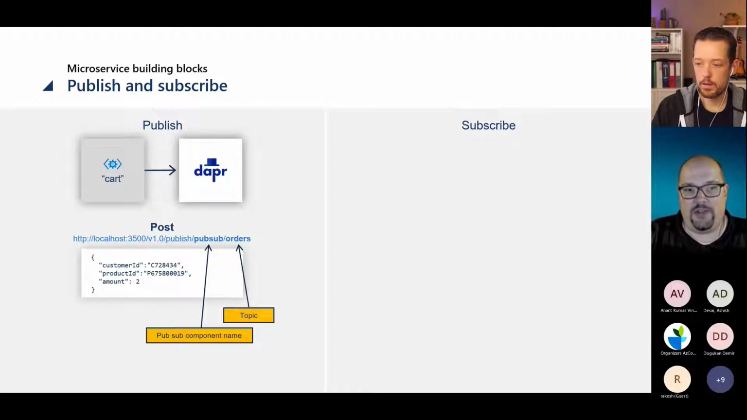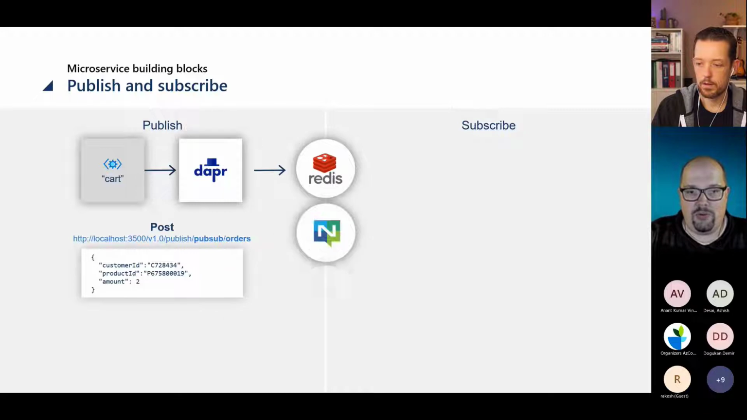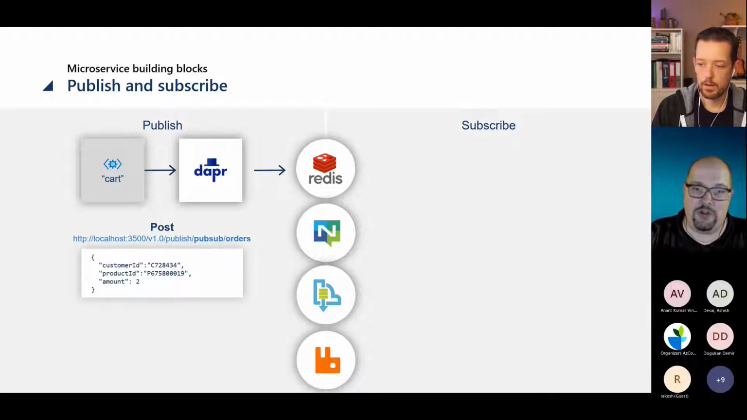If I call this API call using pub/sub and orders, I will send the message to the message broker that was configured with that pub/sub component. So in this case, I'm using Redis, but you see another couple of message brokers here, so NATS or Azure Service Bus or RabbitMQ. That's all based on configuration. So my code will not change if I want to send it to a different message broker.